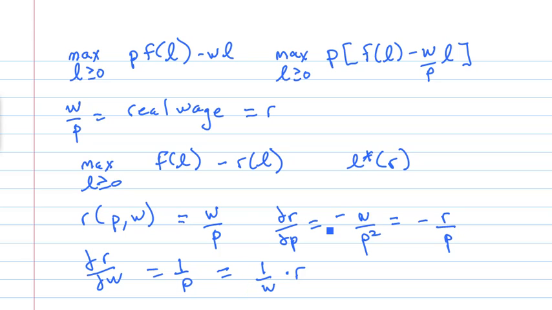So partial R with respect to P is negative. Raising the product price lowers the real wage. Partial R, partial W is positive. Raising the nominal wage raises the real wage, and so the impact of an increase in the nominal wage is opposite in direction and of a somewhat different magnitude than the impact of an increase in the product price. The key thing is that they're in opposite directions, because raising the nominal wage raises the real wage, while raising the product price lowers the real wage.